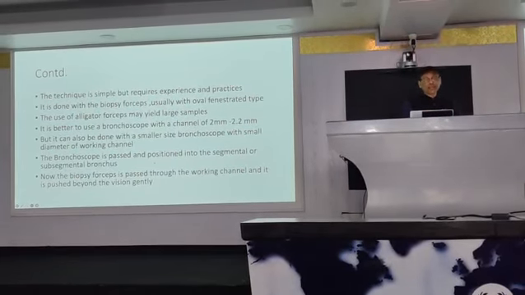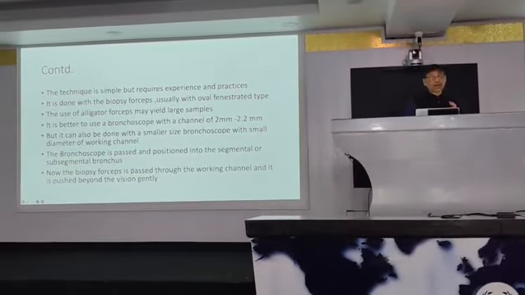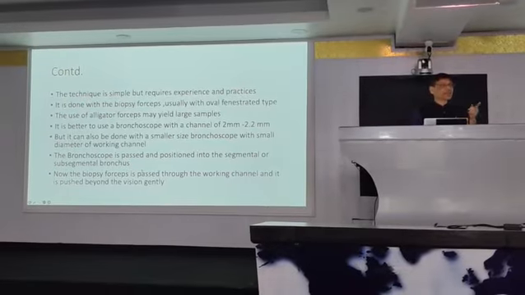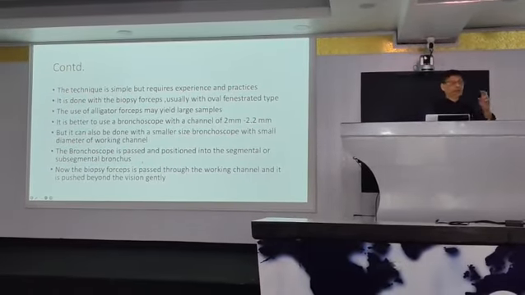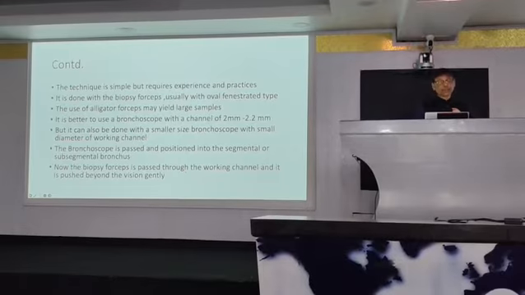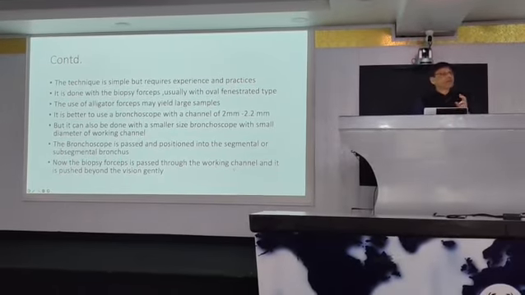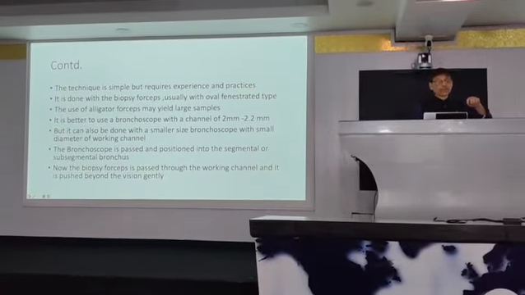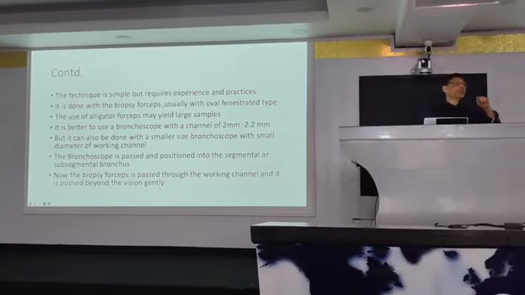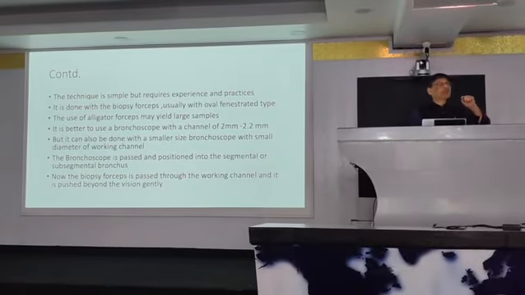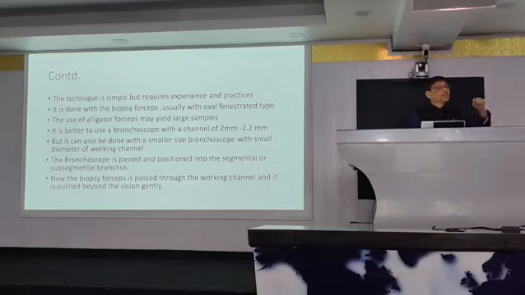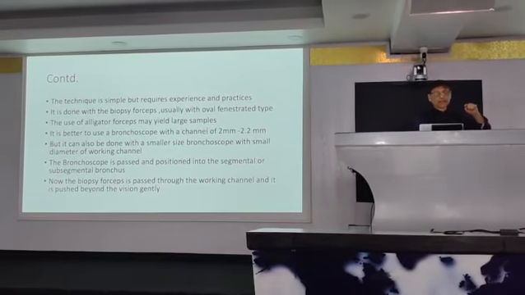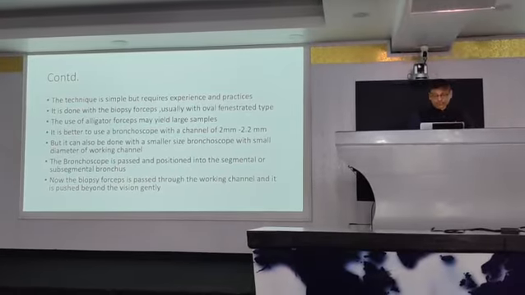The bronchoscope is passed and positioned into the segmental or subsegmental bronchus. We have seen the segmental and subsegmental bronchus yesterday, so the bronchoscope is passed up to that level. Now the biopsy forceps is passed through the working channel, as you know now, and it is pushed beyond the vision gently. If you pass the biopsy forceps, it will come outside the tip of the bronchoscope, and you can see it under direct vision, and under direct vision you gently pass it.